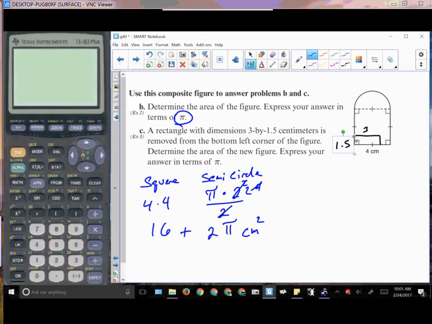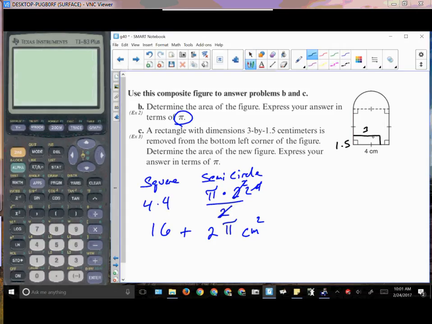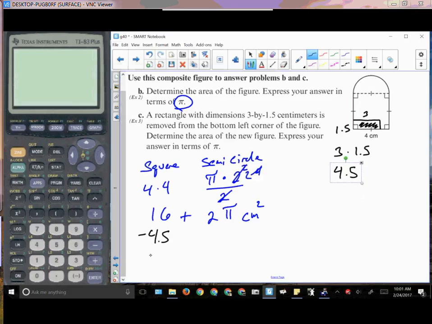Well, this is something that we can go through and calculate out. Okay, so that would just simply be 3 times 1.5, which would be 4.5. Would you agree with that? Now that's got to get subtracted from something. What am I going to subtract it from? 16. So if I take 4.5 from 16, I end up with 11.5 plus 2 pi centimeters squared.